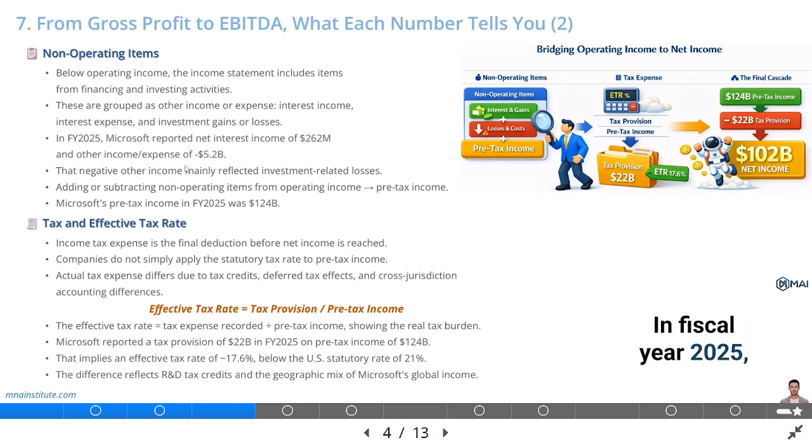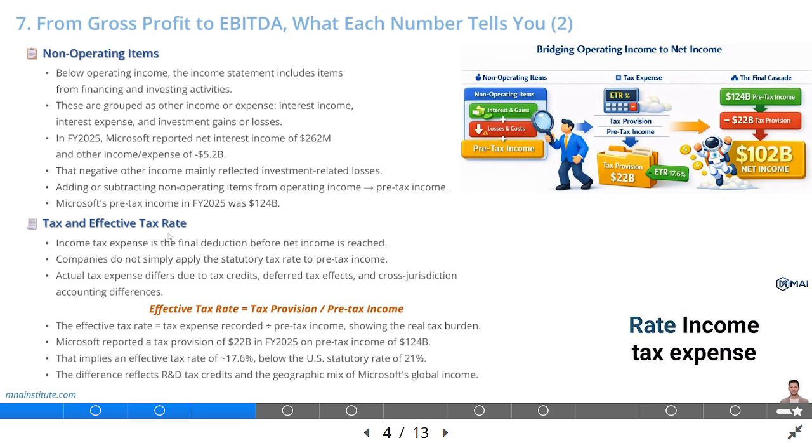In fiscal year 2025, Microsoft reported net interest income of $262 million and other income and expense of negative $5.2 billion. The negative other income figure was driven primarily by investment-related losses recorded in that period. After adding or subtracting these non-operating items from operating income, the result is pre-tax income, also called income before income taxes. Microsoft's pre-tax income in fiscal year 2025 was $124 billion.